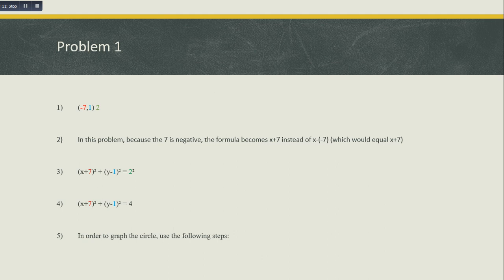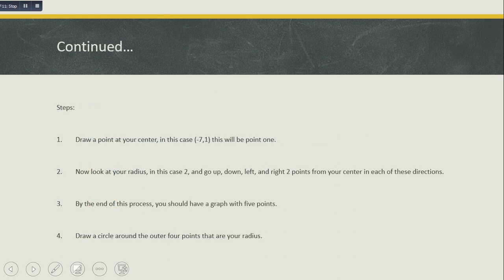Now you have to graph this equation. First, in order to graph your circle, you'll draw your center, which will be -7, 1. This is your first point. Now you look at the radius, which in this example is 2, and you'll go up, down, left, right 2 points from the center in each of these 4 directions. By the end of the process, you'll have 5 points total.